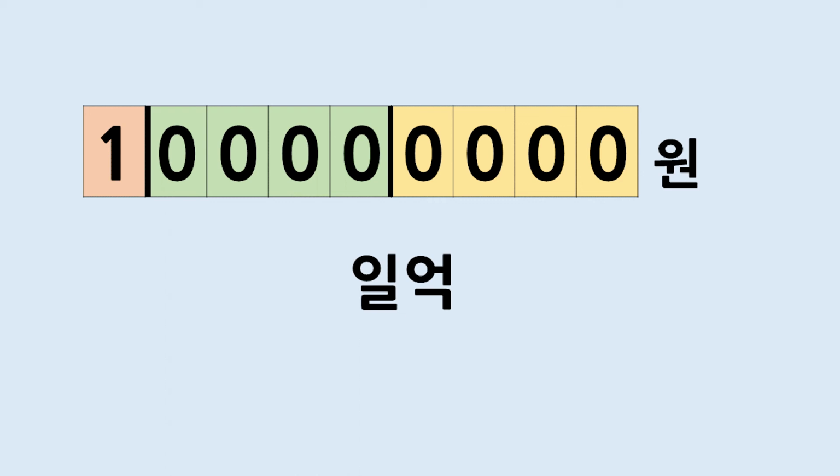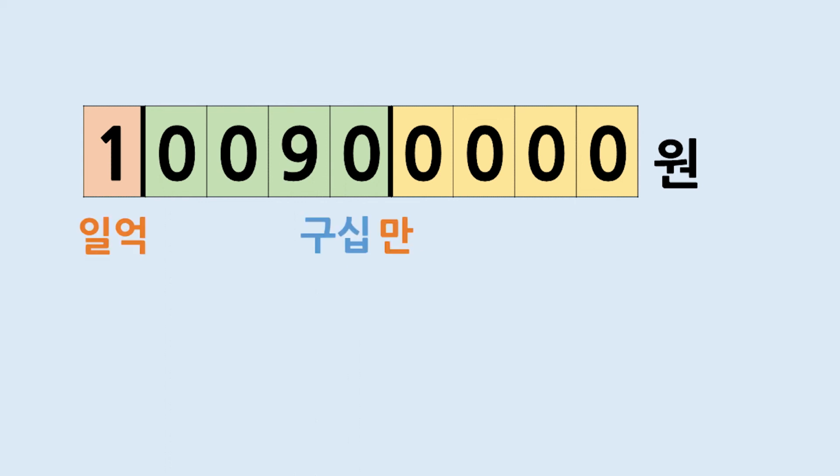1억. But in this case, we have to say 1억, not 억. 1 should be put in front of 억. We can also combine 억 with the words 10, 100, and 1000 to form even larger numbers. 1억 90만, and then read the rest of it. 1억 90만 9천 원.